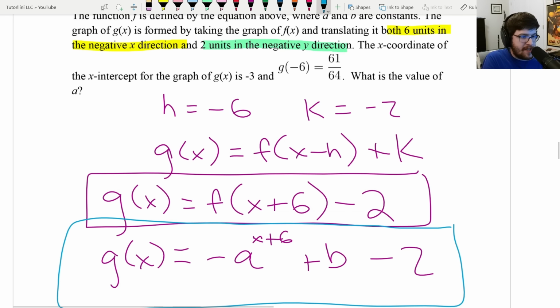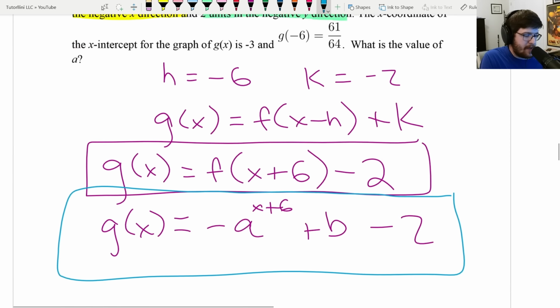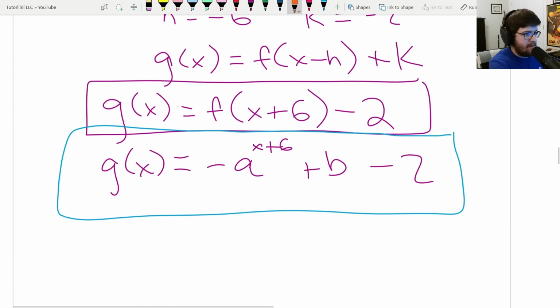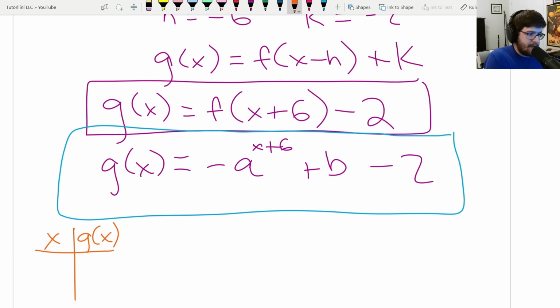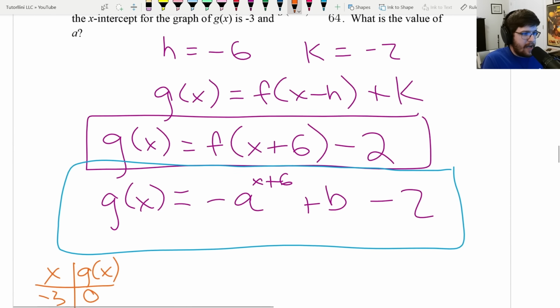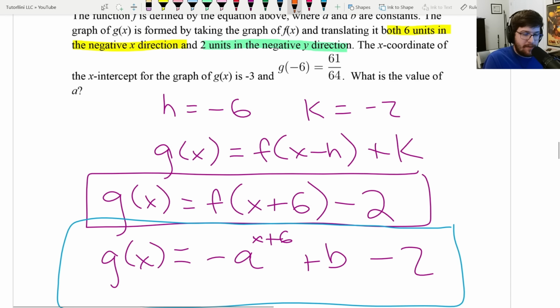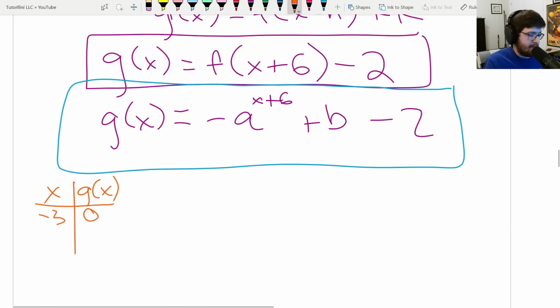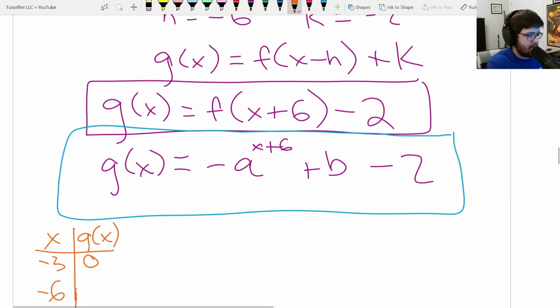And now we're going to use the points that they gave us to figure out what a and b are. So an x-coordinate of the x-intercept of -3. Okay, so let's make a little table. So x and g of x. So an x-intercept of -3, so that's -3, 0. And then g of -6 equals 61 over 64. That's telling me x and y. x is -6. g of x, or y, is 61 over 64.